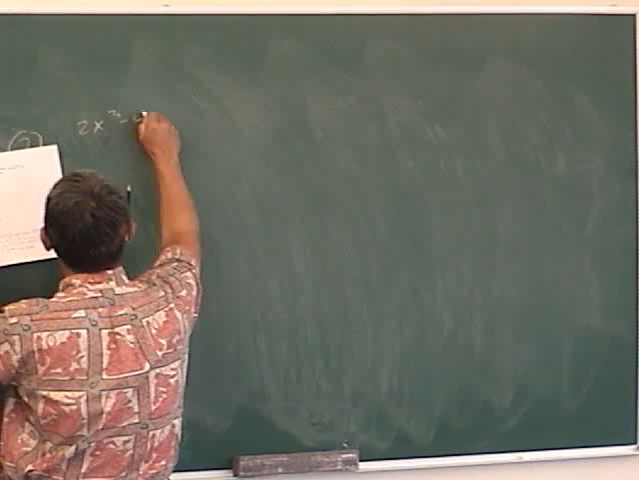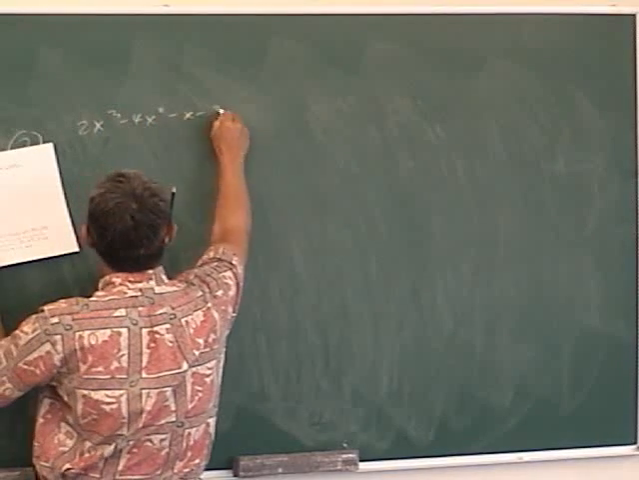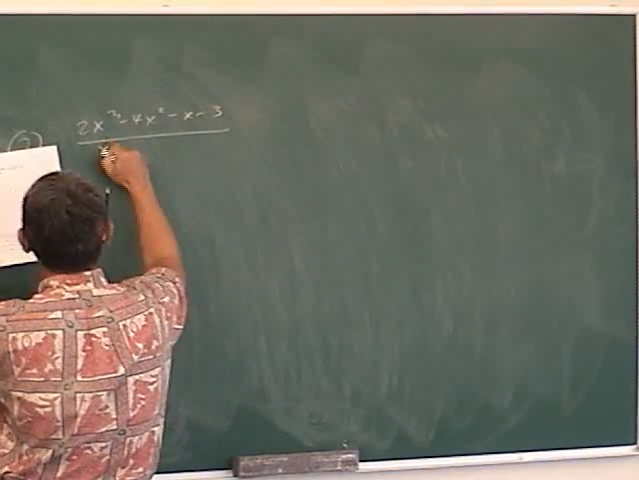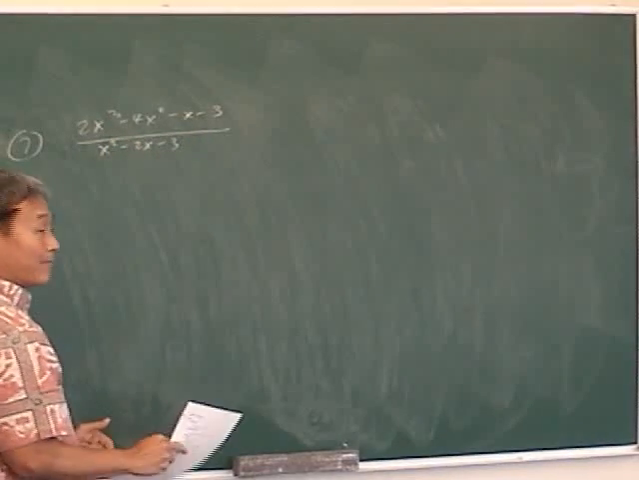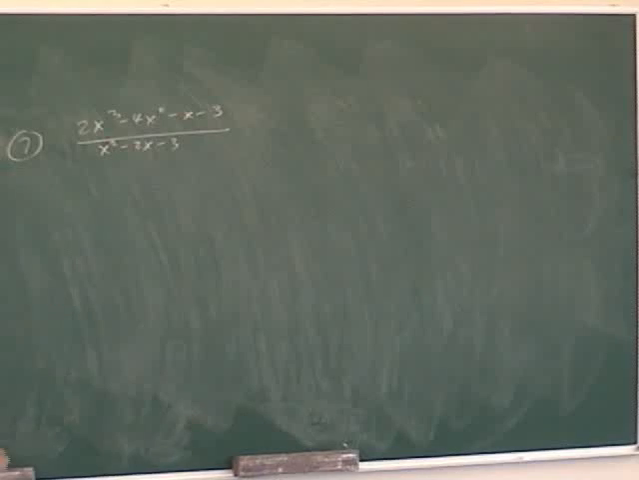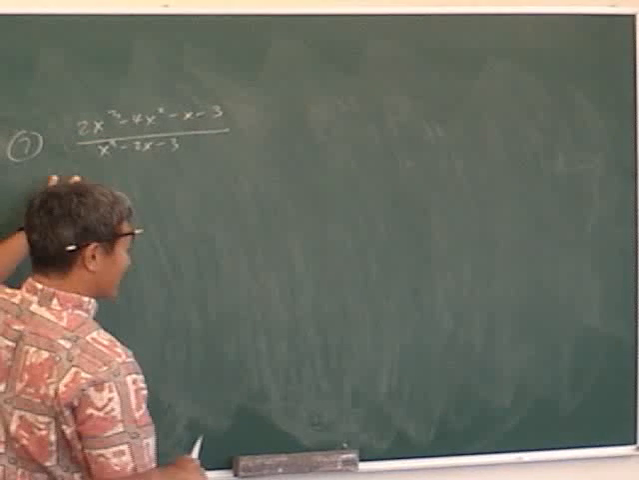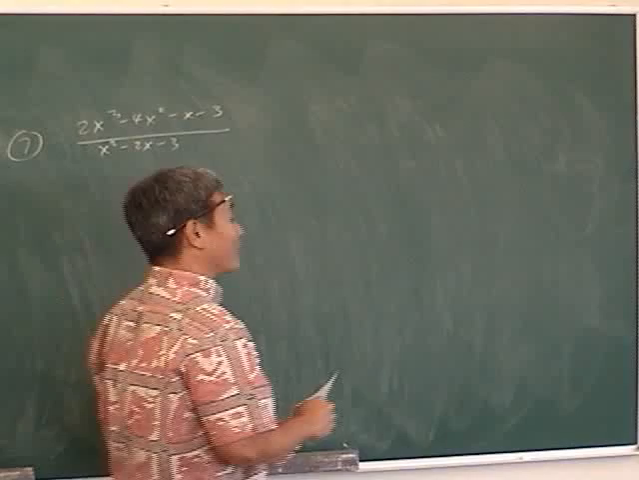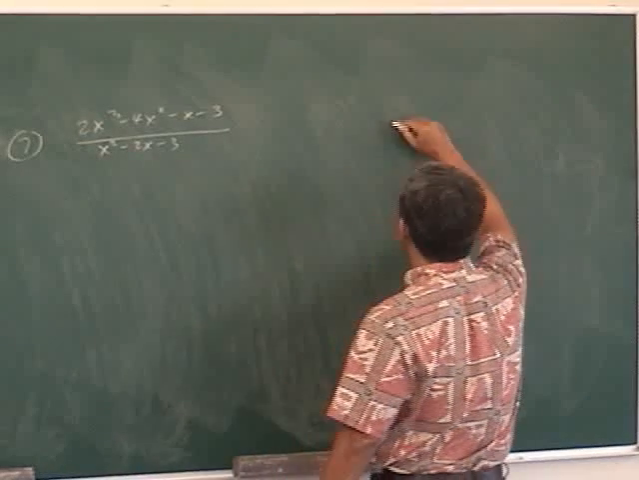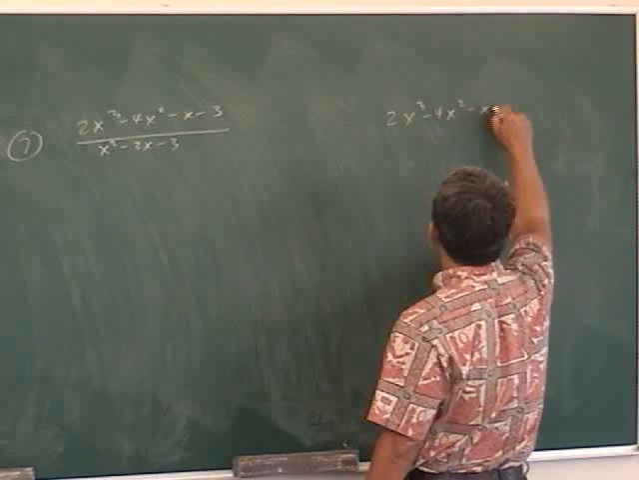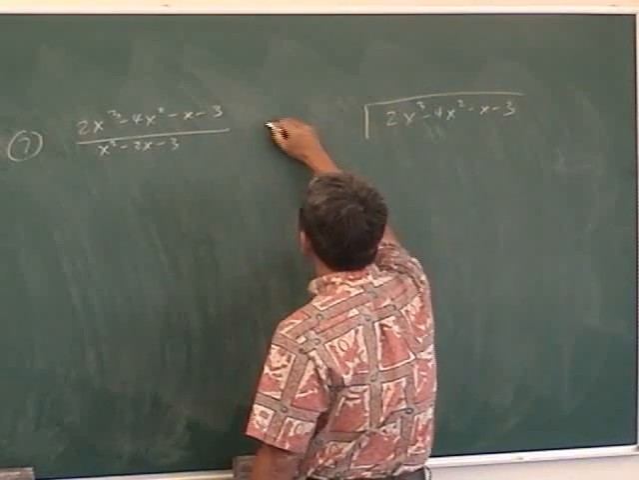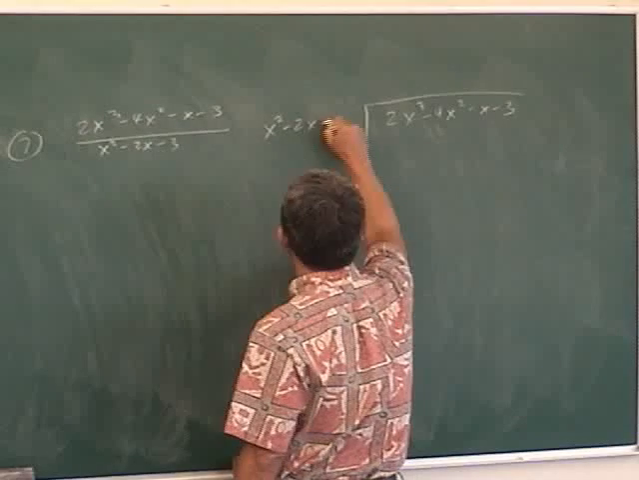2x cubed minus 4x squared minus x minus 3 all over x squared minus 2x minus 3. Now remember, the method of partial fractions only works on proper fractions, so if the degree of the top is not smaller than the bottom, you have to divide before you even begin, otherwise fatal error. So we're going to do long division here, divided by x squared.